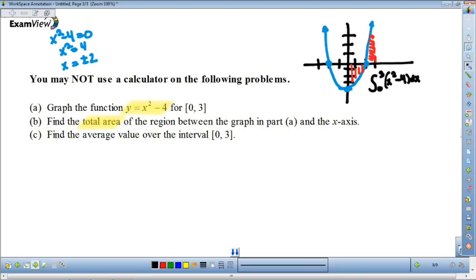So the antiderivative of x squared is x cubed over 3. So remember, you always add 1, divide by the new exponent. I'm going to substitute my upper bound, subtract my lower bound. And if I substitute 0, I get just 0.